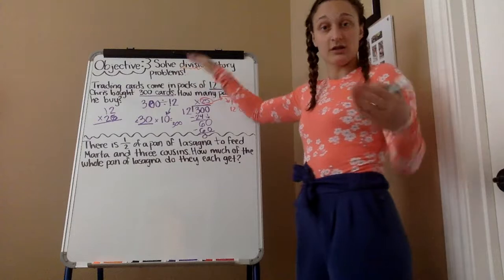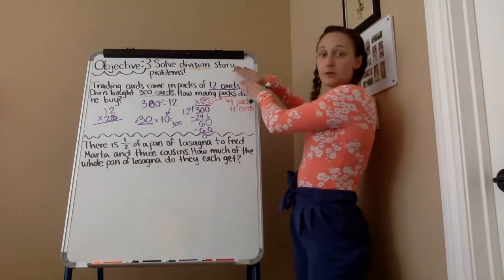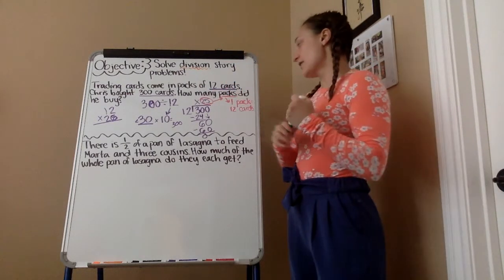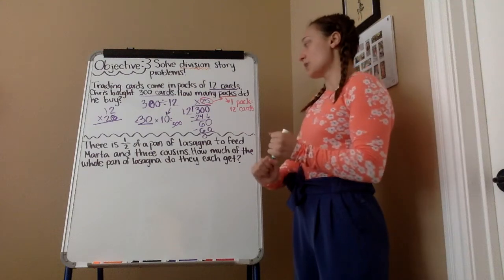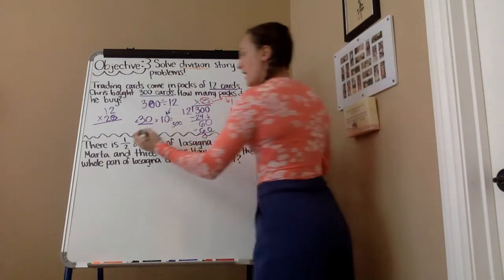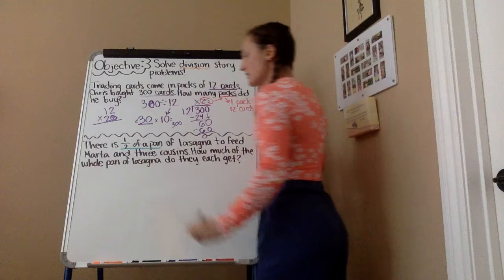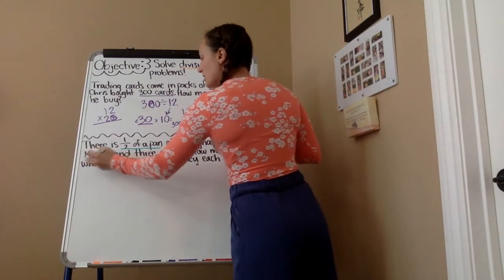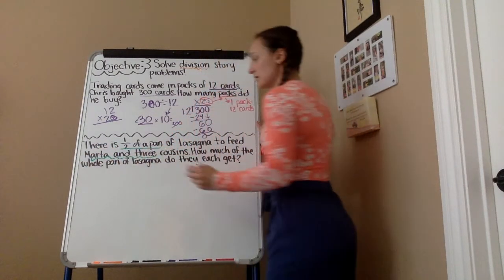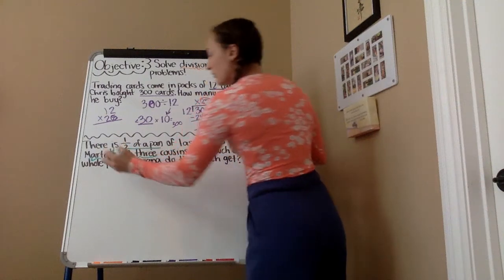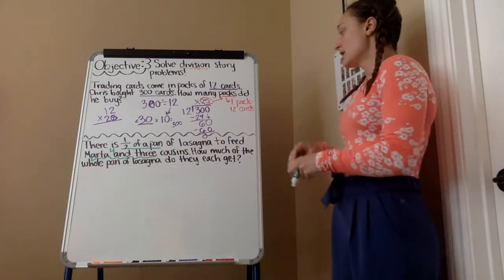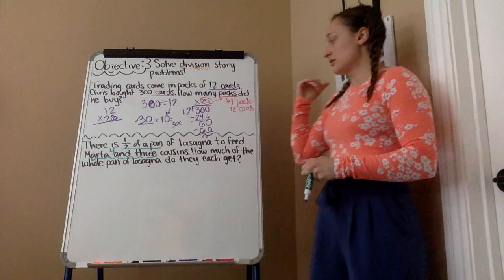It tells you it's division. I'm telling you it's division because that is our objective. There's 1/2 of a pan of lasagna to feed Marta and 3 cousins. So I've got 1/2 of a pan of lasagna, and I've got Marta and 3 cousins. So that's a total of 4 people. How much of the whole pan of lasagna do they each get?